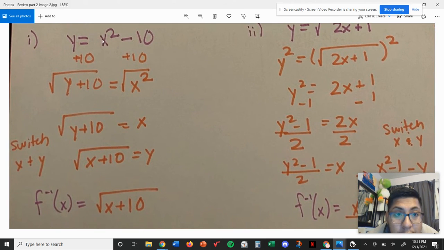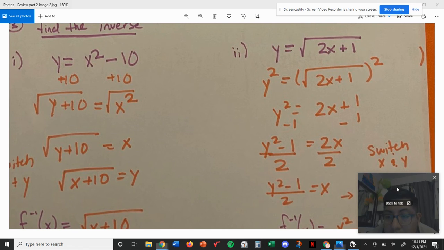If you wanted to, you could have switched the variables in the beginning. If that would have been easier for you, you would have ended up with the same answer anyway.